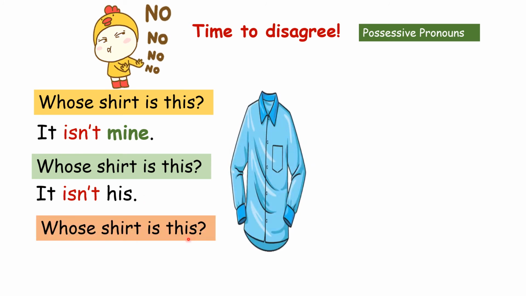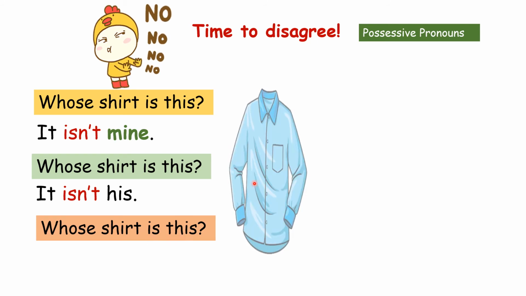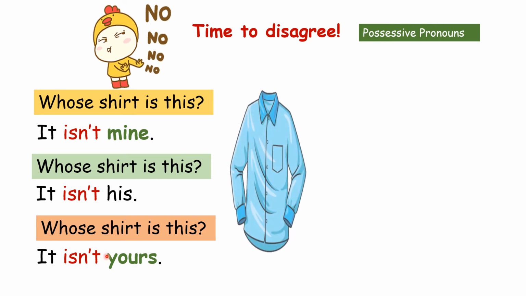Next. Whose shirt is this? Again, we're still using "is this," meaning we're still asking about one thing only. Now, to disagree, we say, "It isn't yours." Isn't means we're saying it's not yours. It doesn't belong to you.